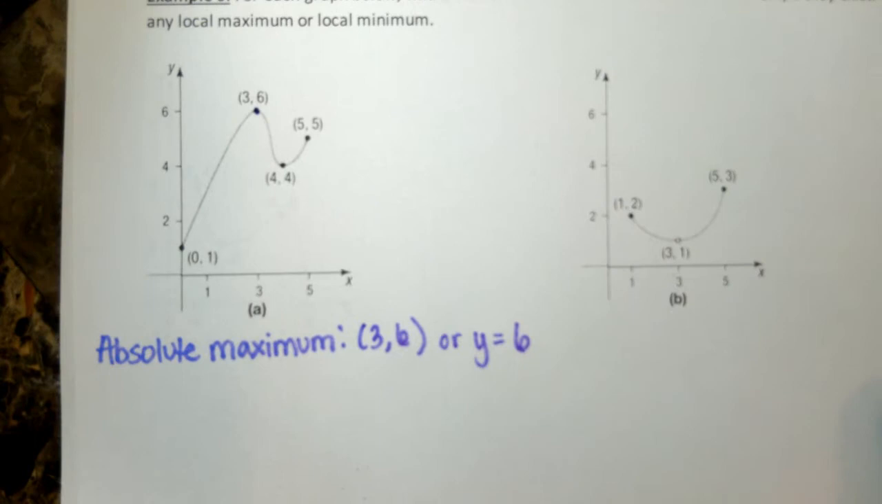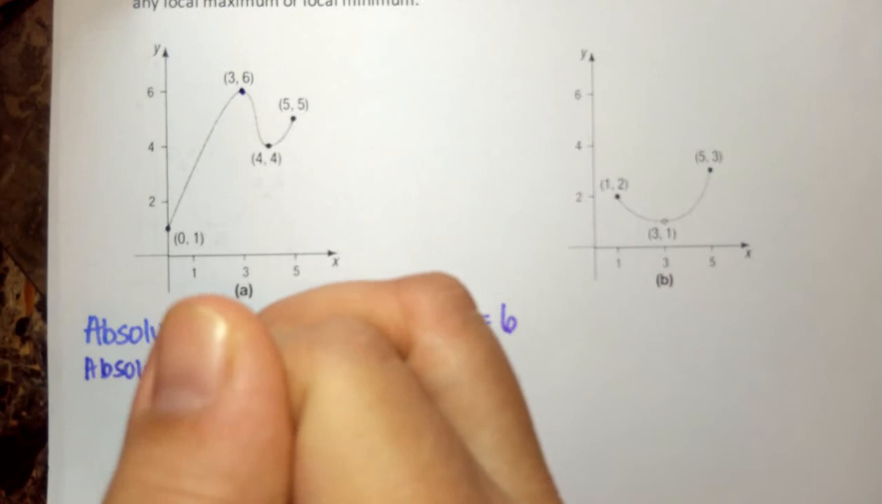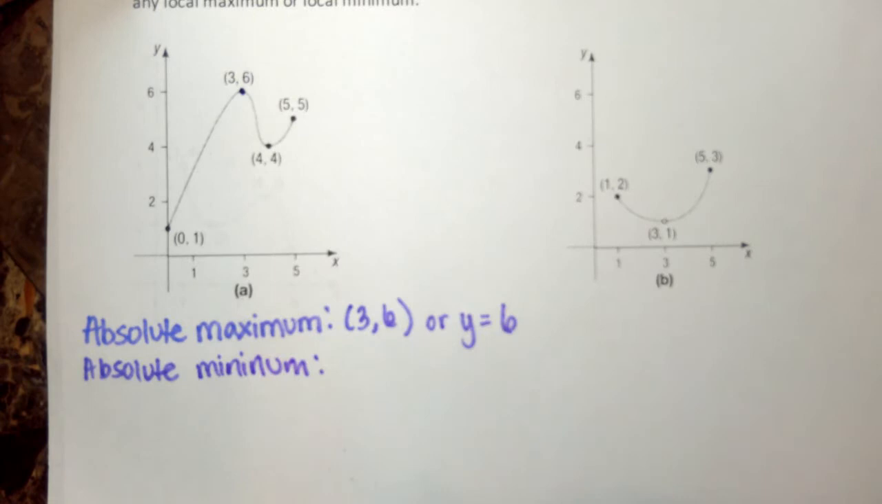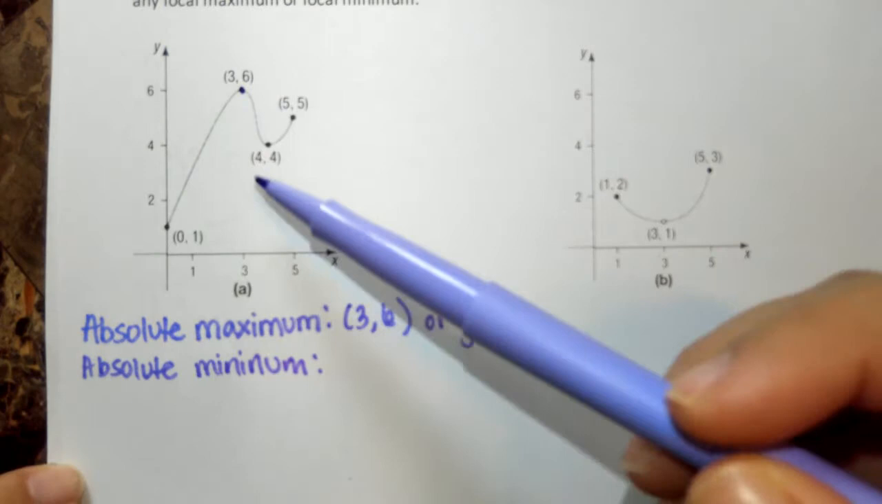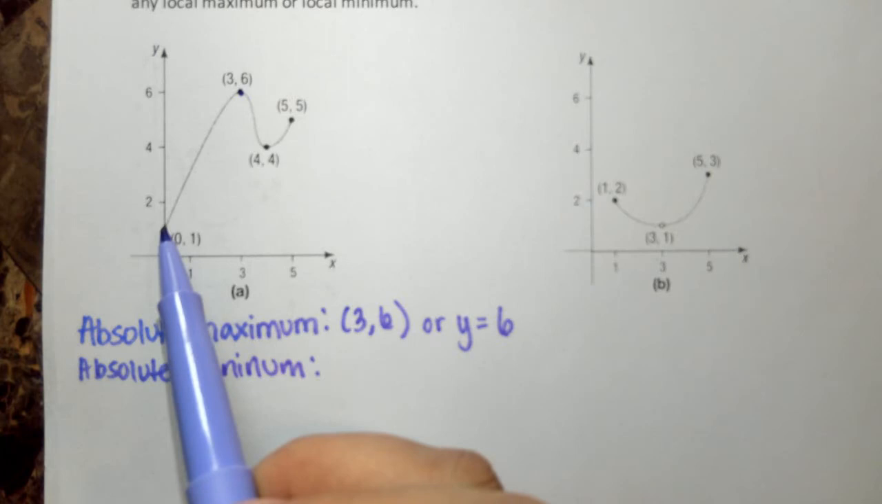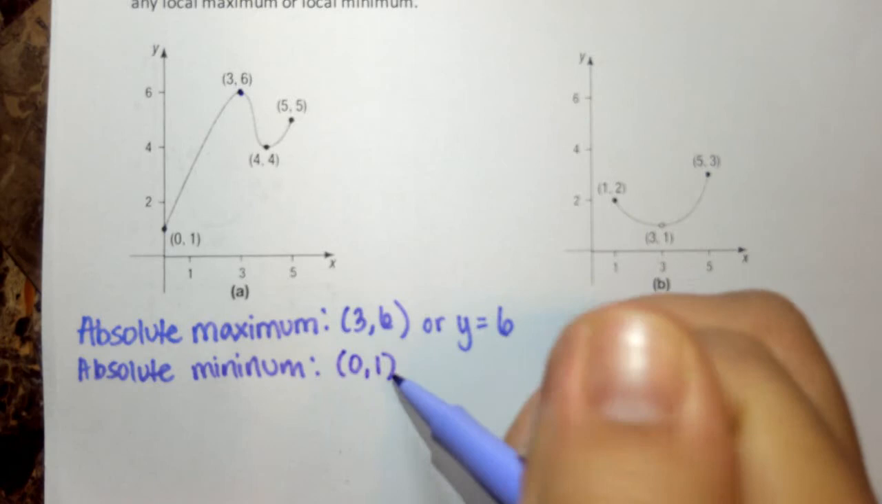All right, now we're going to go ahead and figure out what is the absolute minimum of this graph. And the absolute minimum just means the lowest y value, the least y value from the entire graph. So looking at this entire graph, what's the lowest y value that you see? And it should be this point right here, 0, 1. It's a closed filled dot, so that's important to note. And so overall, the smallest y value that we're going to see is the y value 1. So you could also write it as y equals 1.